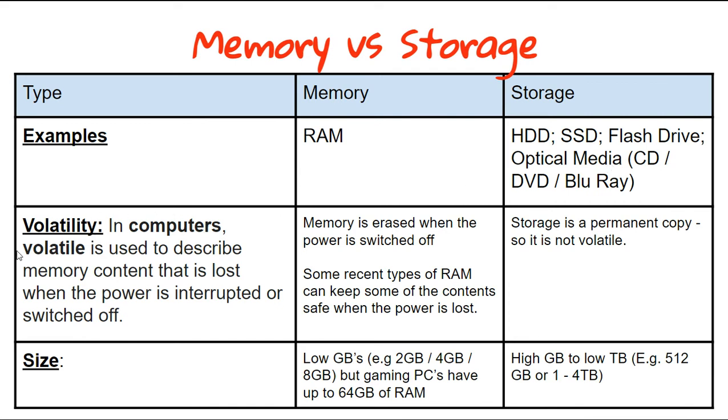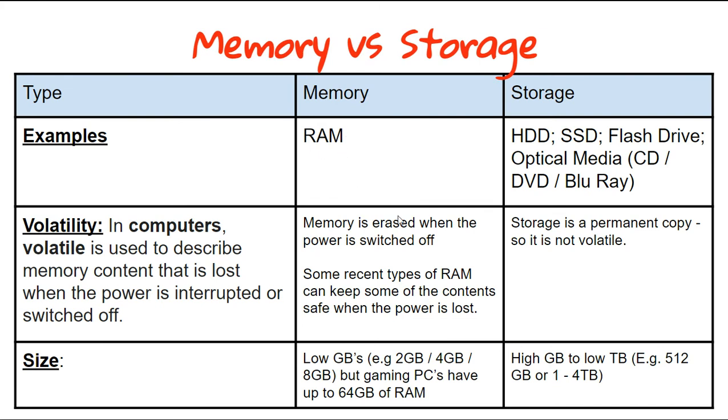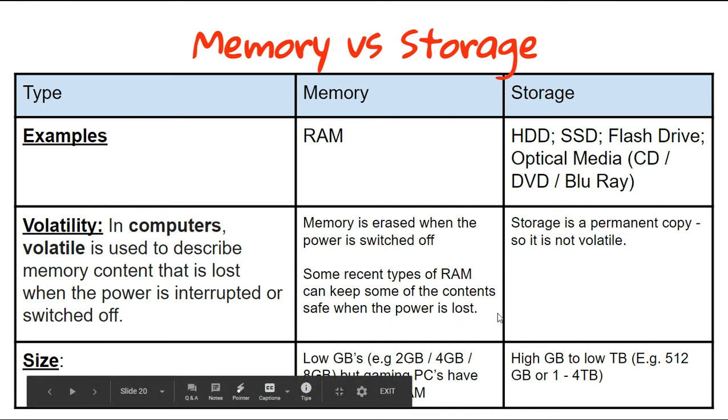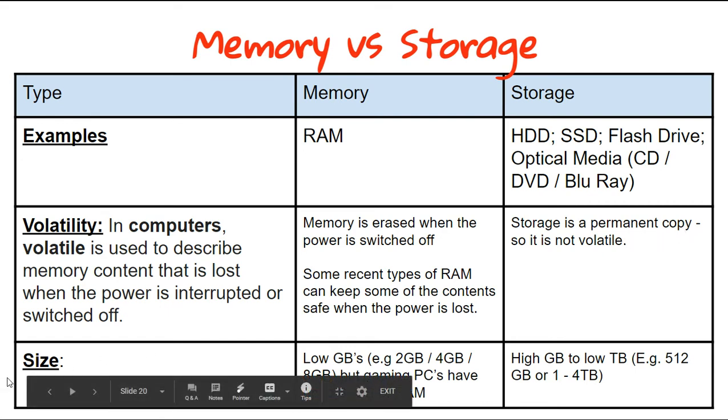Volatility. In computers, volatile is used to describe memory content that is lost when the power is interrupted or switched off. Memory, so RAM, is erased when the power is switched off. Some recent types of RAM can keep some of the content safe when the power is lost. Storage is a permanent copy, so it is not volatile. If the power goes off, whatever was stored there is still stored there when power is returned.